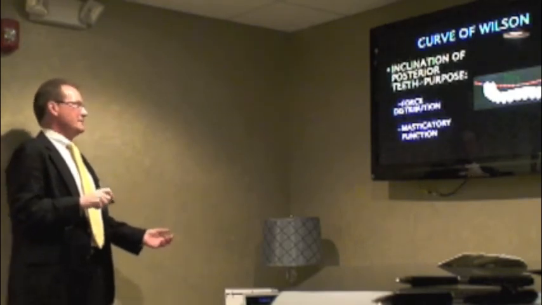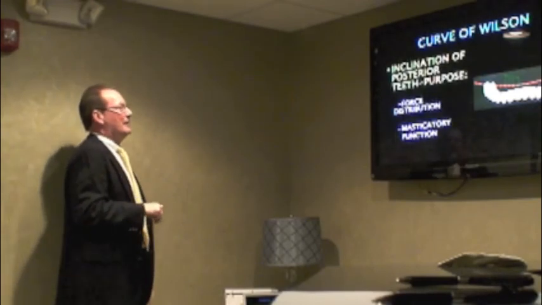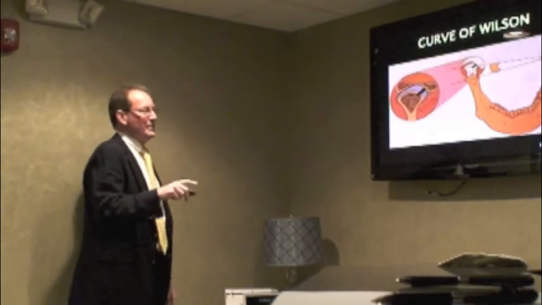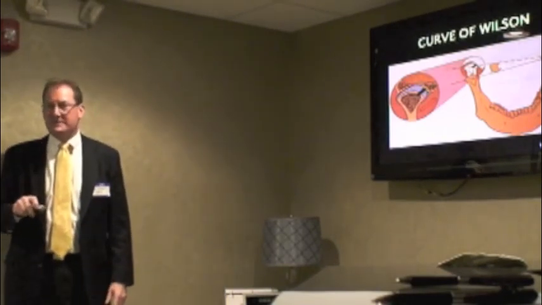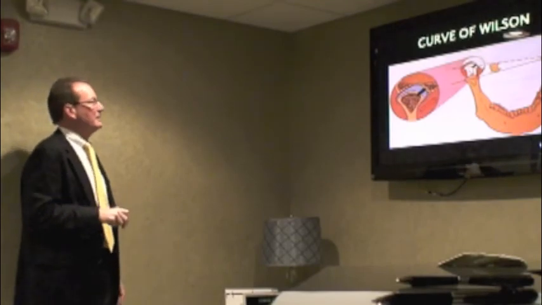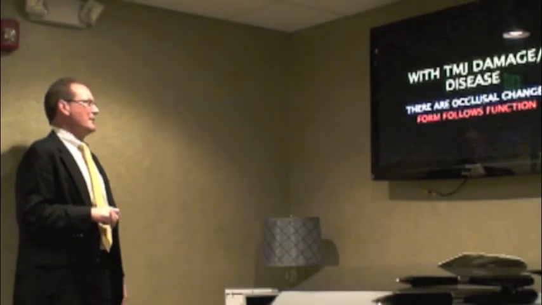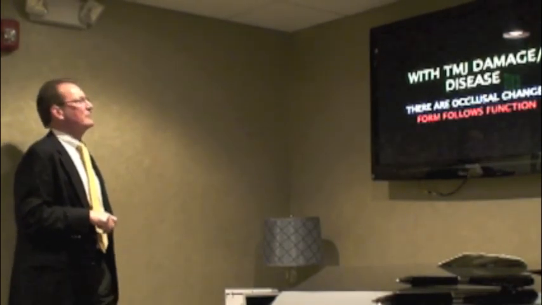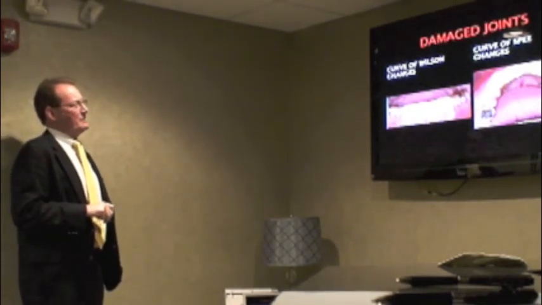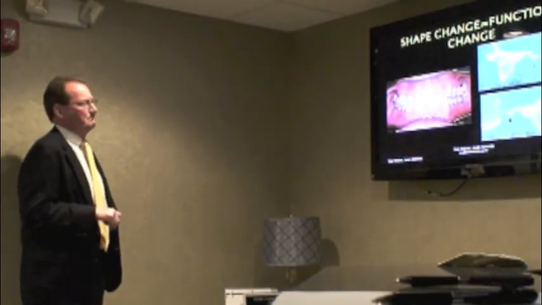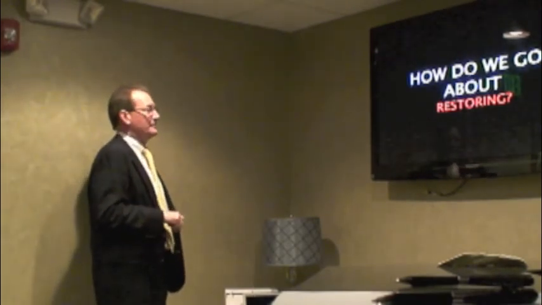The purpose of the curve of Wilson is force distribution again of mastication. It forces food in towards the tongue. But what controls the shape of these posterior teeth buccolingually is really our lateral guidance. And again, that's all condylar. So with TMJ damaged or diseased folks, their occlusion changes, form follows function. The curve of Wilson changes, the curve of Spee changes. You can't separate the temporomandibular joints, and they're really the culprit.